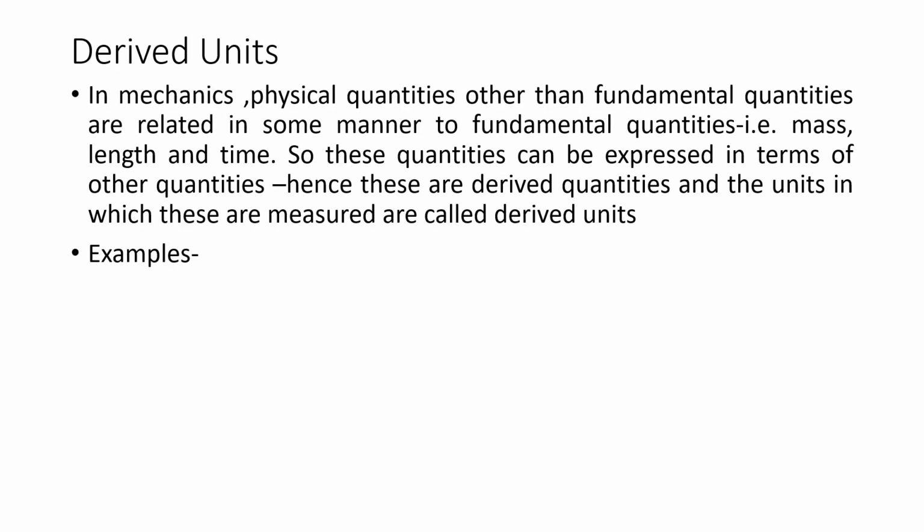And the quantities which are not fundamental quantities are related in some manner to fundamental quantities. So, these quantities can be expressed in terms of basic fundamental quantities, which are mass, length, and time. These are called derived quantities, and units in which these are measured are called derived units. What are the examples?